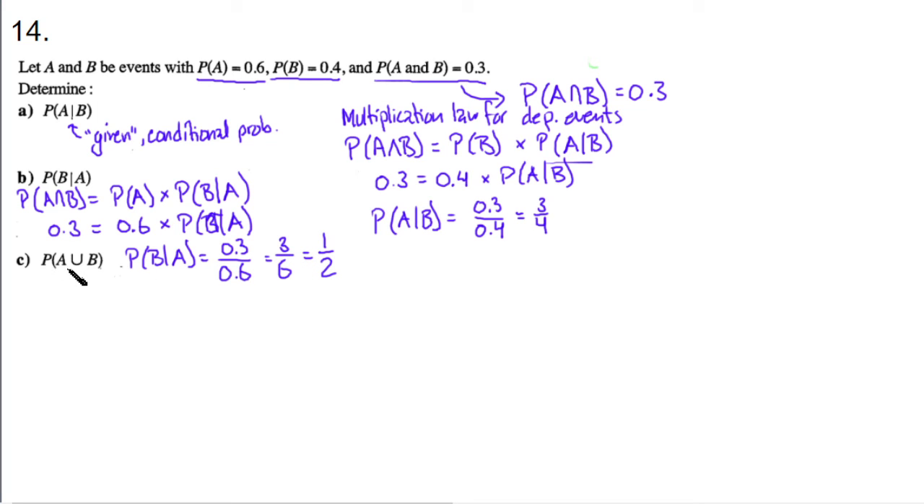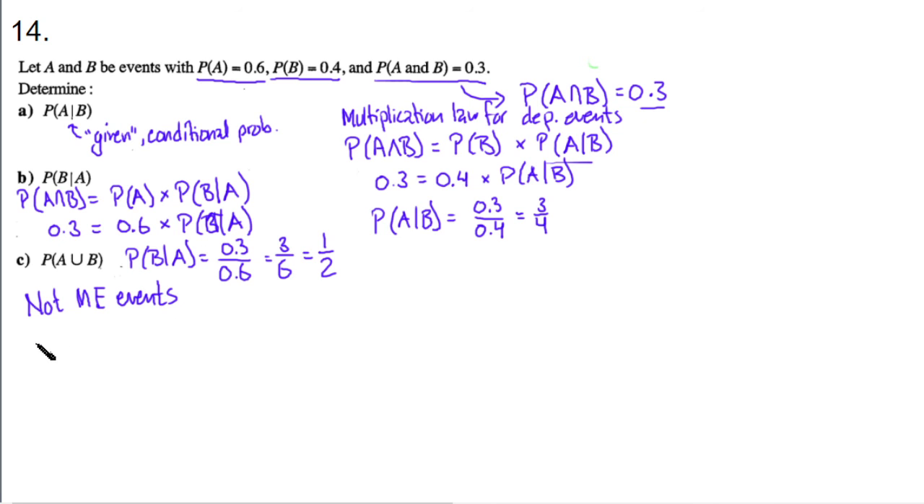And then in C, we want to find out the probability of A or B. So events A and B are not mutually exclusive. How do we know that? Well, we know that because the probability of A and B is not equal to 0. It's equal to 0.3. So both events can occur. And the probability of both events occurring is 0.3. So in this case here, we are dealing with not mutually exclusive events.